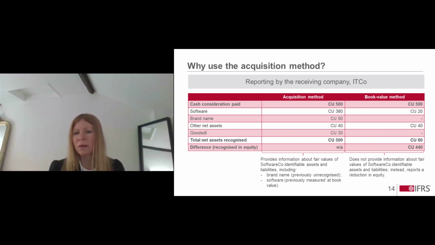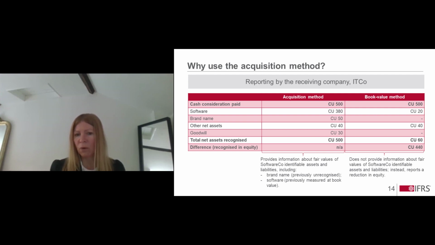So in other words, a book value method does not provide transparency that would allow non-controlling shareholders to assess whether the acquisition is a good deal for the receiving company and to assess subsequent performance relative to the price paid. So just to conclude, from the point of view of non-controlling shareholders, it doesn't really matter that IT Co. and Software Co. are under common control.